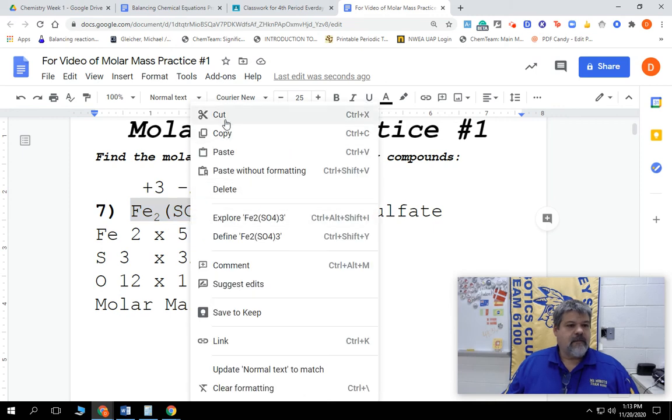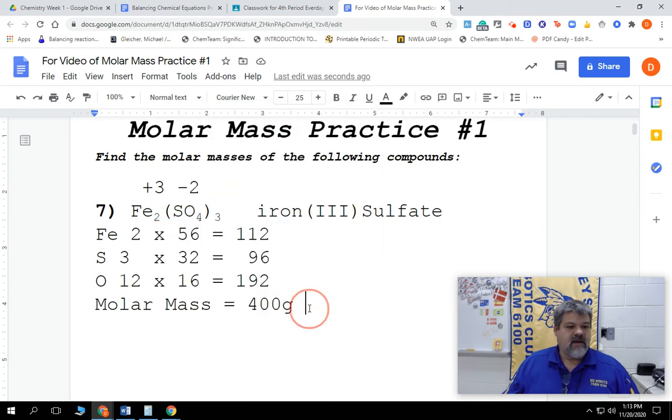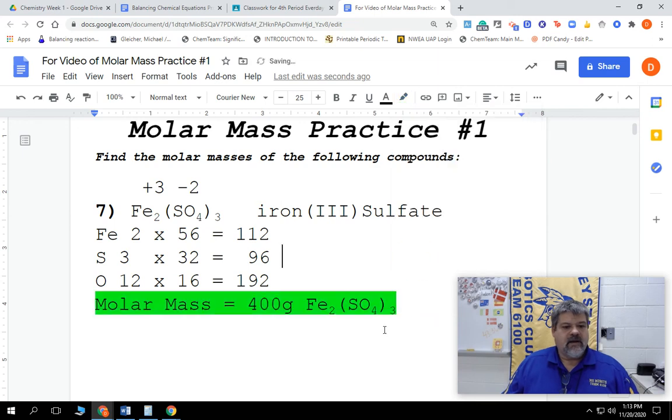So we're going to copy that, and we're going to put that at the end here, paste it. There is our molar mass. So all we have to do is basically highlight it in a different color. Again, I like green because it's nice and light, bright, shows out there, and we are done with that problem. So there we go. That's how we did molar mass from the practice sheet number 1, problem number 7.